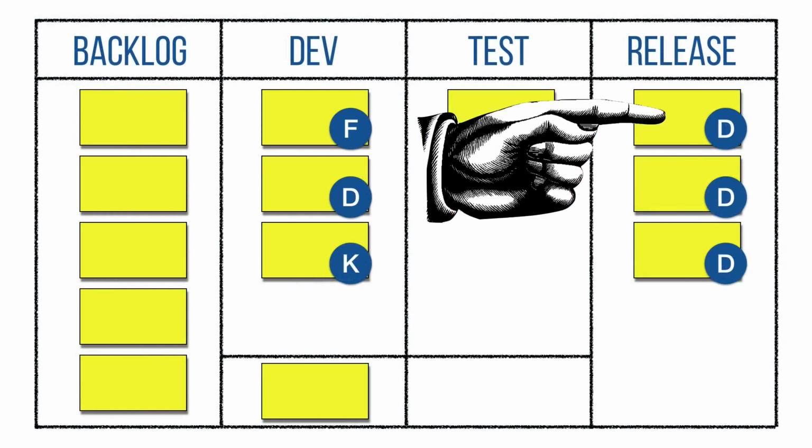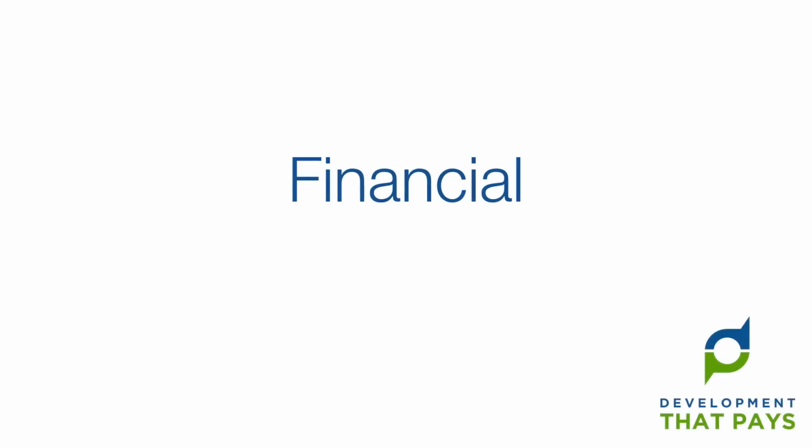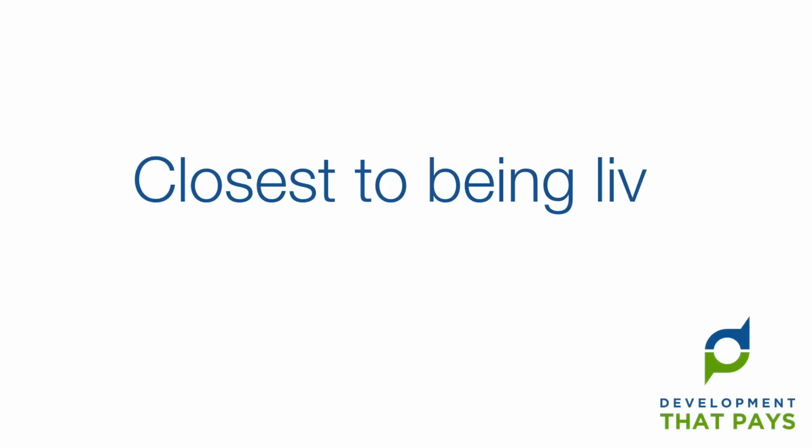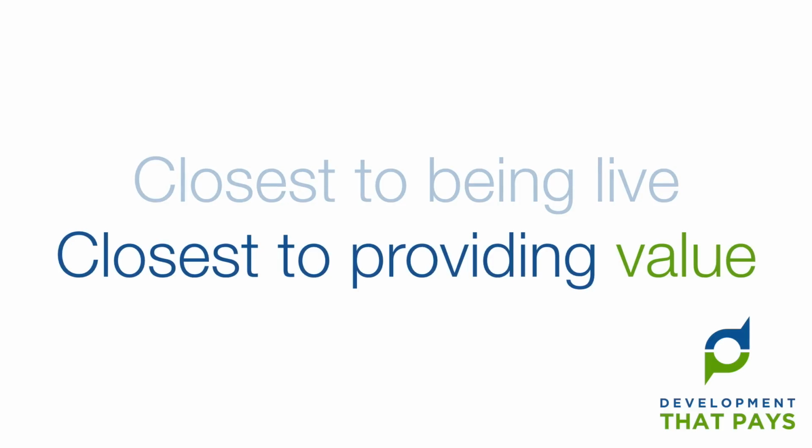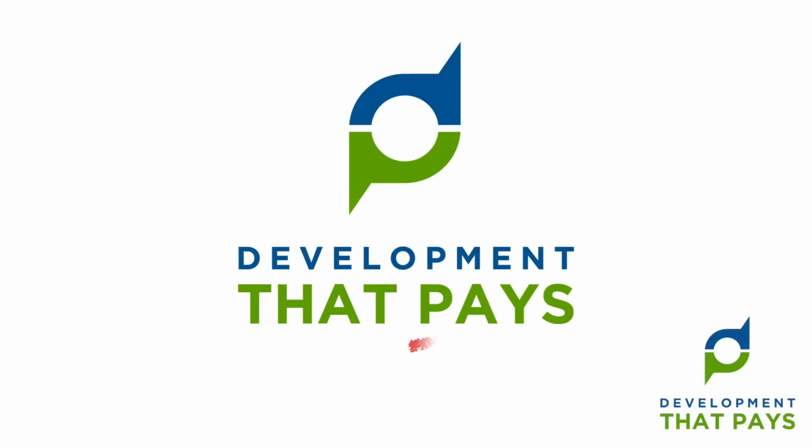Why do we start at the top right? This is a whole discussion in itself, but I'll give you two short answers for now. The first is financial. The items to the right of the board are closest to being live, which means that they are the closest to providing value. As you know, I'm very keen on the value side of software development.